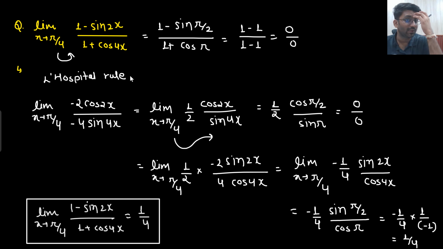Upper side differentiation, cos 2x will have minus sin 2x, downward side sin 4x will have 4 cos 4x. So I am getting minus 1 by 4 outside. Then sin 2x divided by cos 4x. Now if I put the limit, this will become sin pi by 2, this will become cos pi. So cos pi is nothing but minus 1, sin pi by 2 is 1. So what is the answer? I am getting 1 by 4. That's the answer. So again and again you keep on differentiating and get the final answer. That is nothing but 1 by 4.